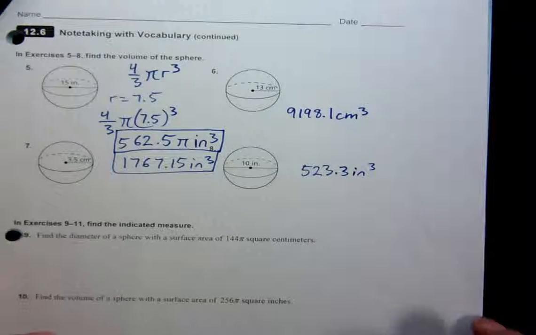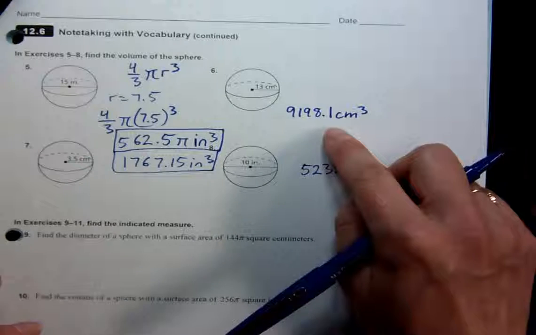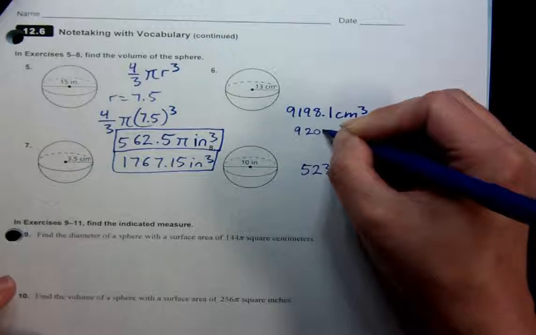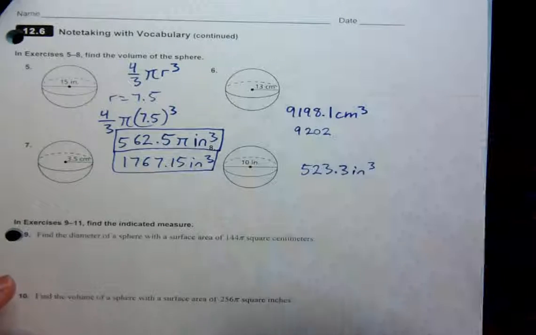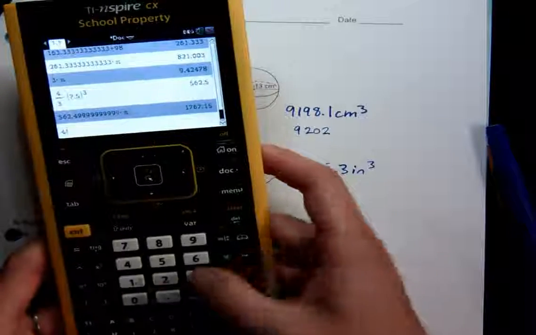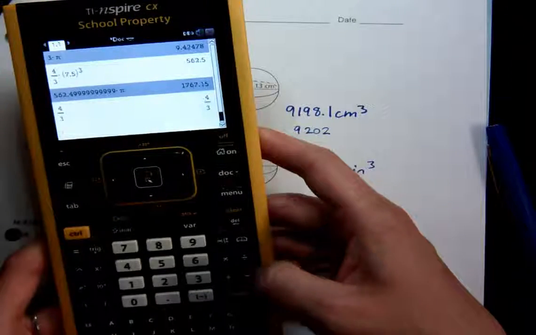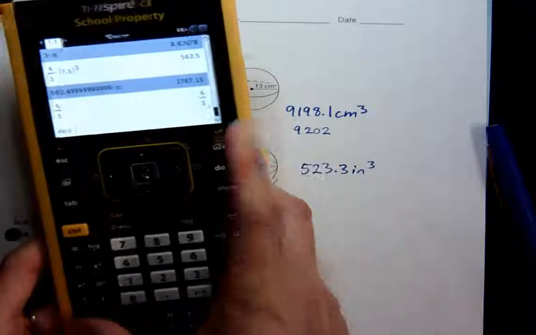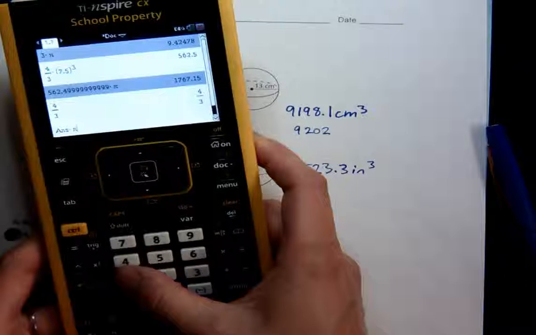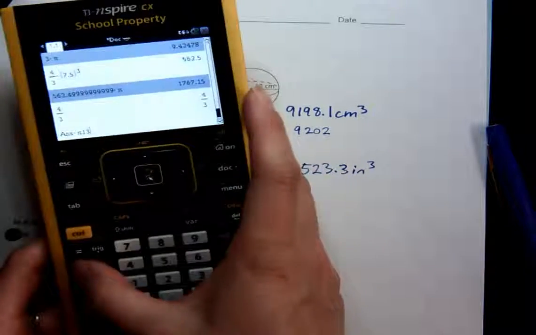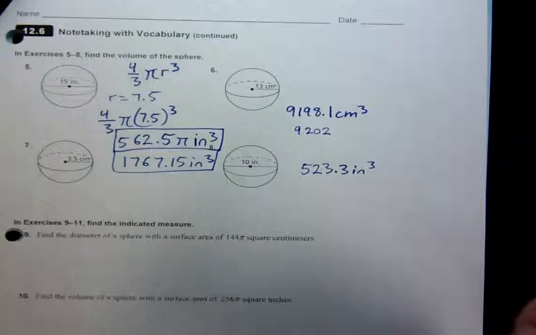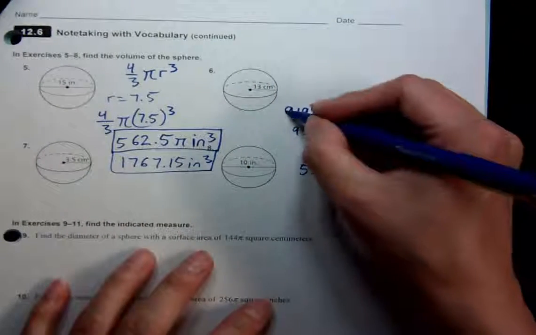I got 9202 for this one. Okay, let's check it. So it should be, and then times pi, 13 cubed. Yeah, you're right. So my answer key must be wrong. They must have been rounding differently.